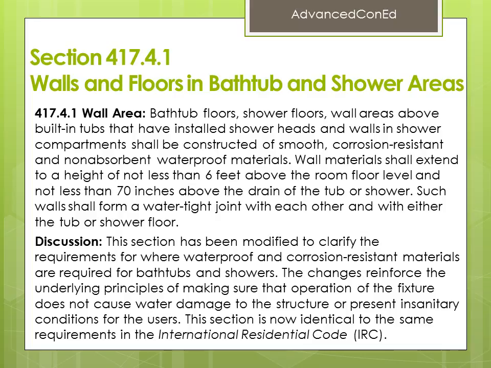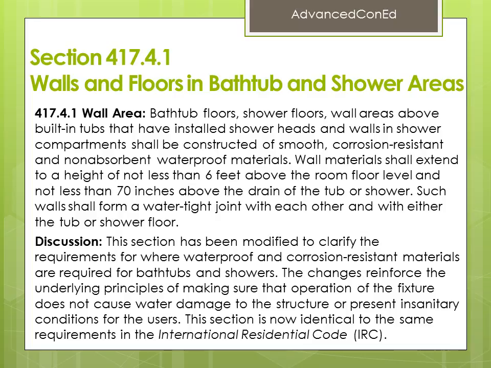Section 417.4.1 Walls and floors in bathtub and shower areas. 417.4.1 Wall area. Bathtub floors, shower floors, wall areas above built-in tubs that have installed shower heads, and walls in shower compartments shall be constructed of smooth, corrosion-resistant, and non-absorbent waterproof materials. Wall materials shall extend to a height of not less than 6 feet above the room floor level and not less than 70 inches above the drain of the tub or shower. Such walls shall form a watertight joint with each other and with either the tub or shower floor.